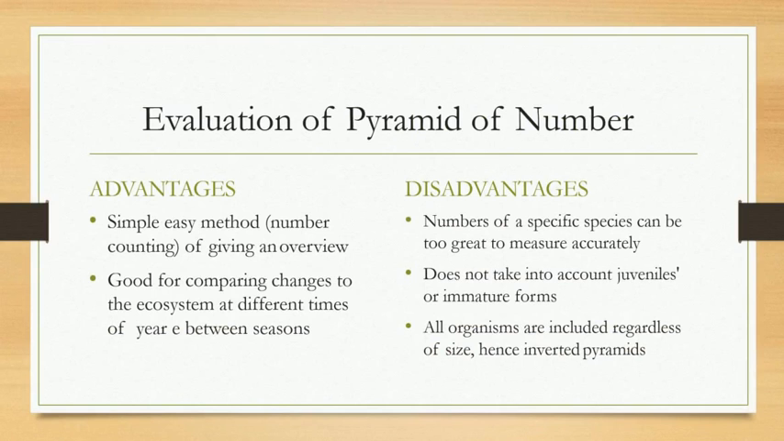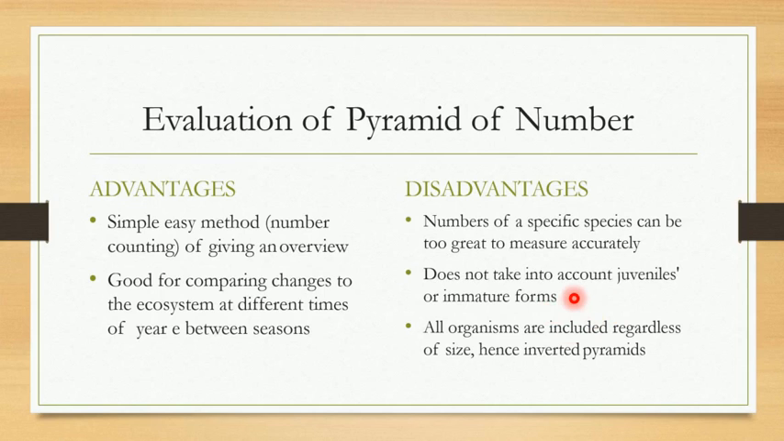First of all, numbers of specific species can be too great to measure accurately. We cannot measure all the number of organisms at each level. We cannot count all the trees in an ecosystem, or we cannot count all the insects in an ecosystem. Secondly, it does not take into account juvenile or immature forms. That means the immature stages of the organisms are not taken into consideration while building the pyramid of number.